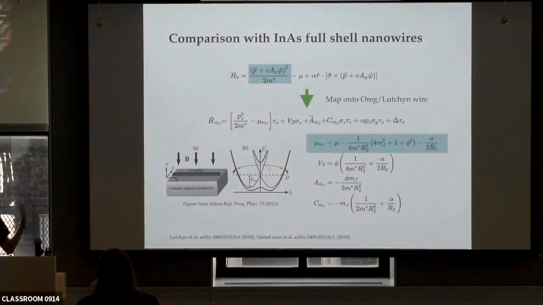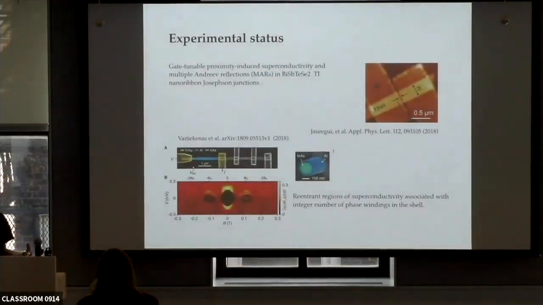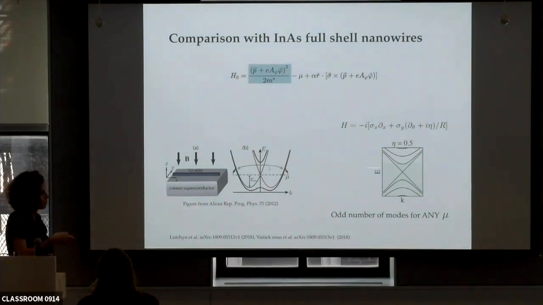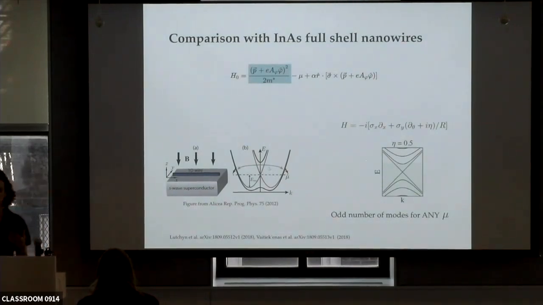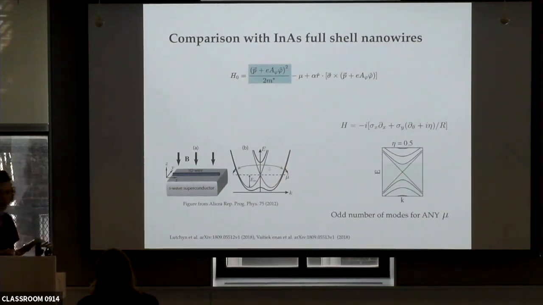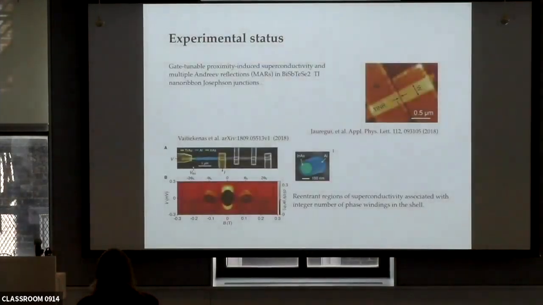This system, compared to ours, has a slight disadvantage in the sense that we don't care what the chemical potential is. As long as it's in the bulk gap, you'll have an odd number of modes, and there's no need for tuning. This is important, particularly if you have full shell superconductivity, because there you lose the ability to properly gate your system and play with the chemical potential. You have less freedom to do that. So this has an odd number of modes for any chemical potential. So this is my final slide.